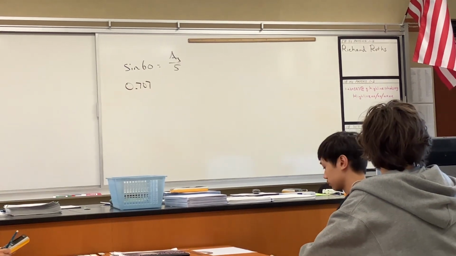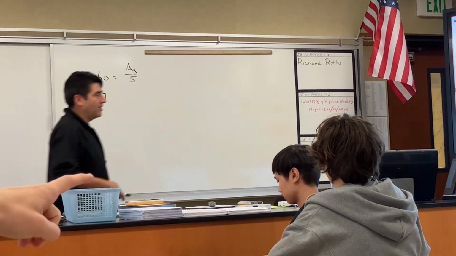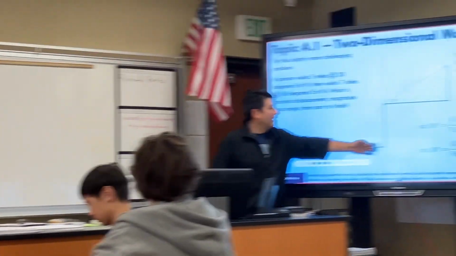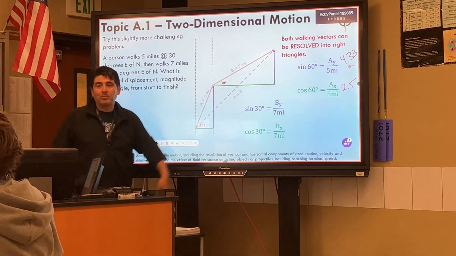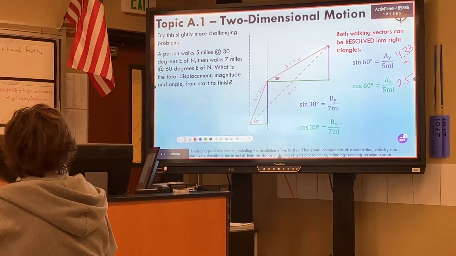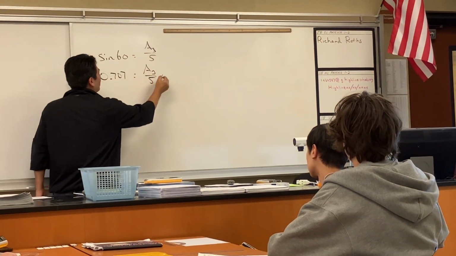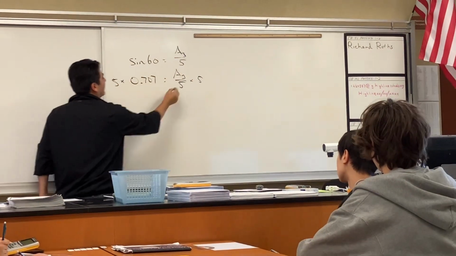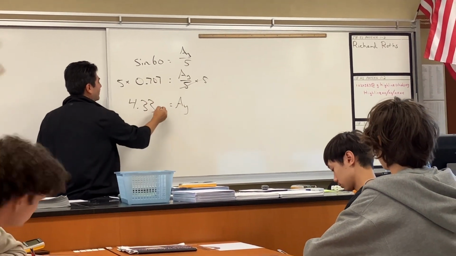So here's AY and AX. That's why I made them green: X is green, and Y is purple. It has to tell you one of the angles, because otherwise you can't solve the problem. So that equals AY divided by 5. Now multiply both sides by 5. That means AY should be about 4.33 miles.